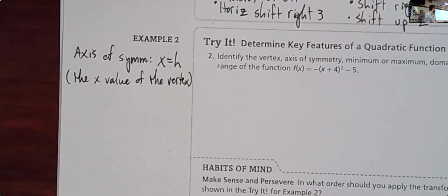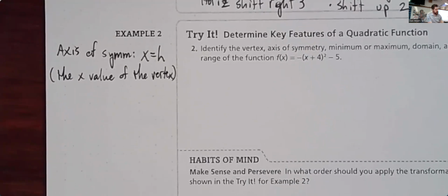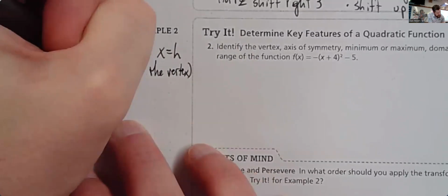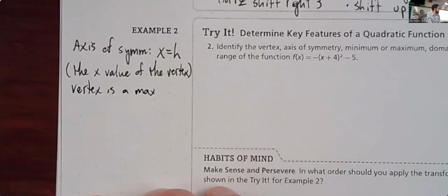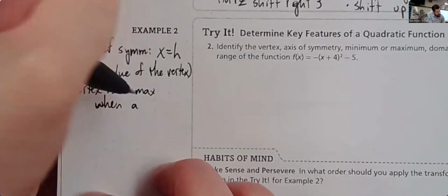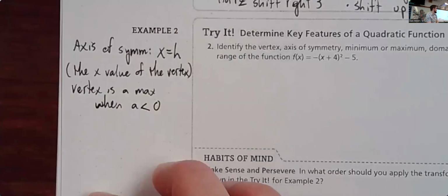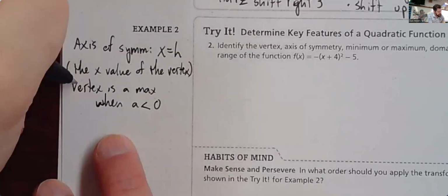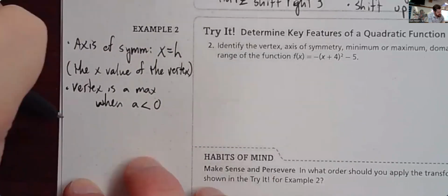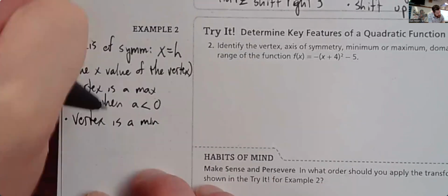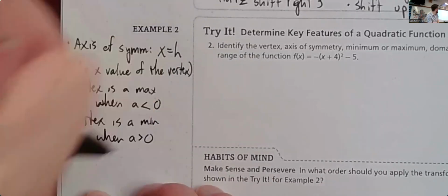If we're talking about a maximum or minimum, we can just say vertex is a maximum when A is less than 0. If A is negative, that means it's upside down, which means your vertex will be at the top, making it a maximum. It's the other way around if your vertex is a minimum. So vertex is a minimum when A is greater than 0.